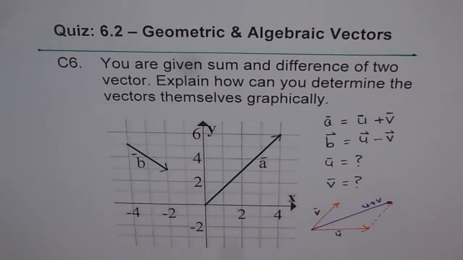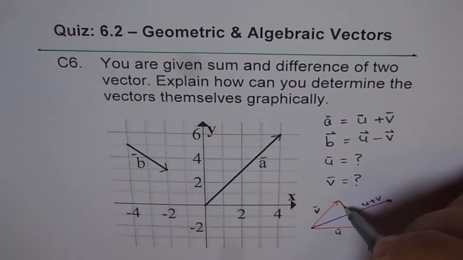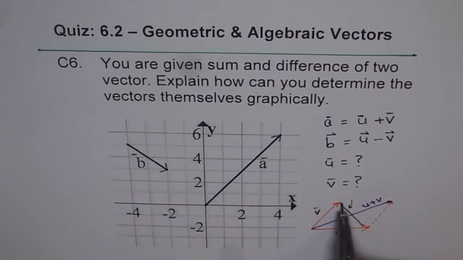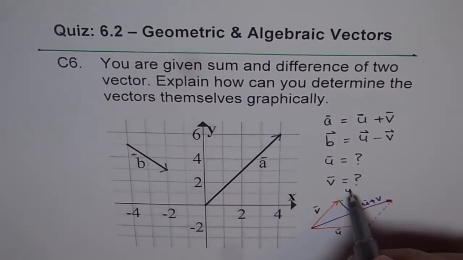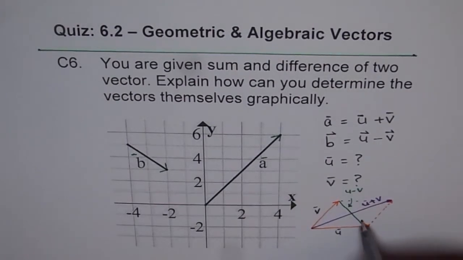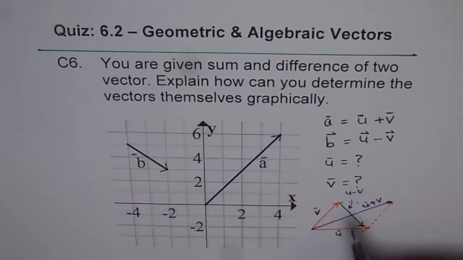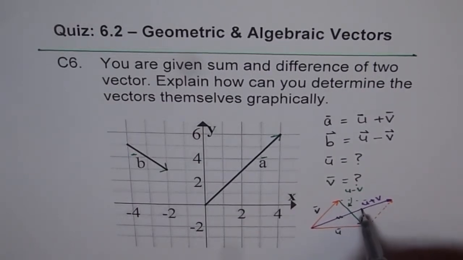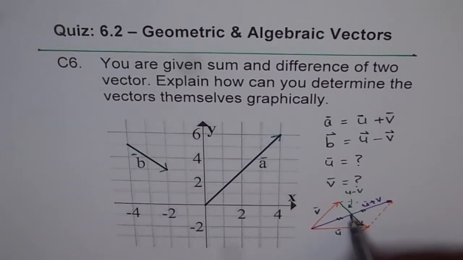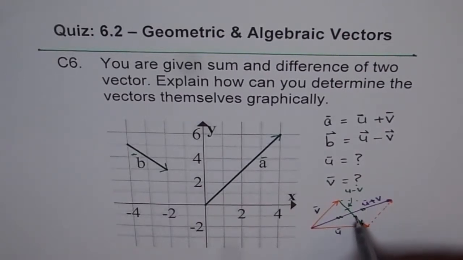That is the sum. But if I join these two points, then that gives me the difference, right? So let me just complete the parallelogram. Now what do you observe in this? What you observe is, so this is U minus V, right? These are the diagonals of a parallelogram, and diagonals of a parallelogram bisect each other, right? So this side is equal to this side, that's the midpoint, right? And this side is equal to this side.